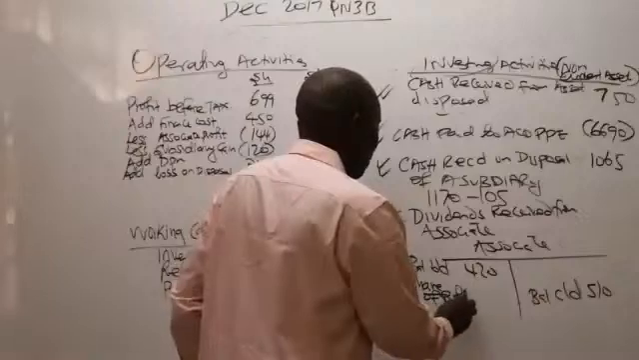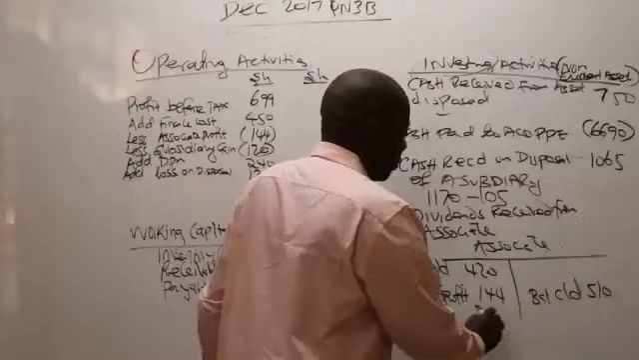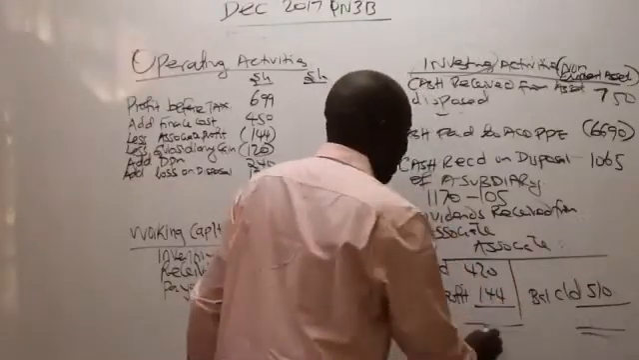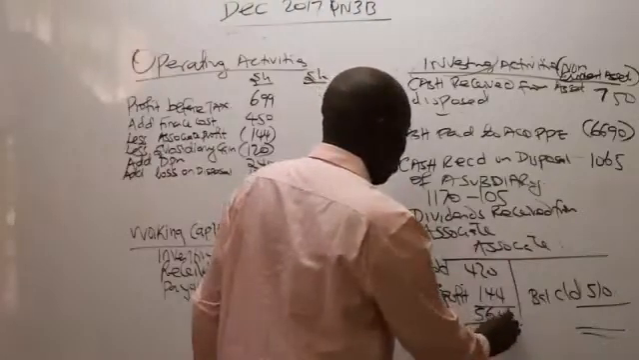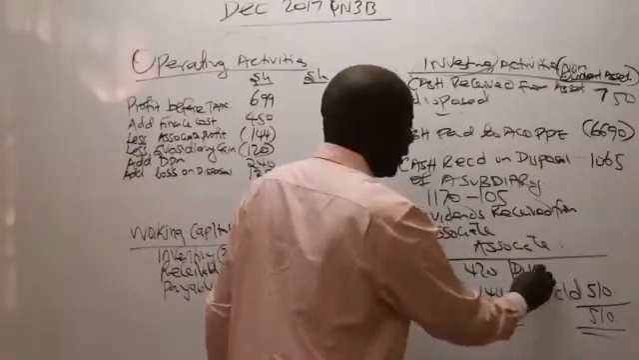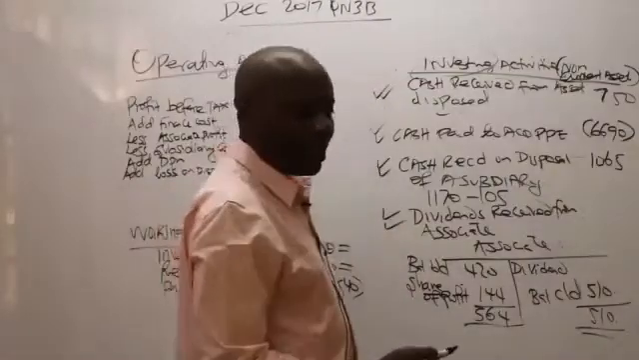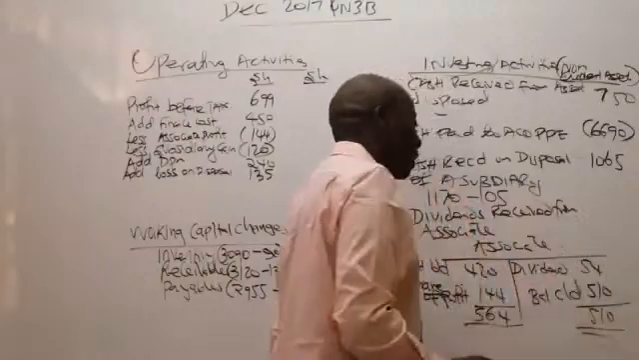Share of profit, I can see there is 144. When I add the two, ladies and gentlemen, I'll be able to see that this side is bigger. So this will be 564, and this is 510. Of course, the difference will be the dividend that this associate paid. So the dividend which was paid here is 54.